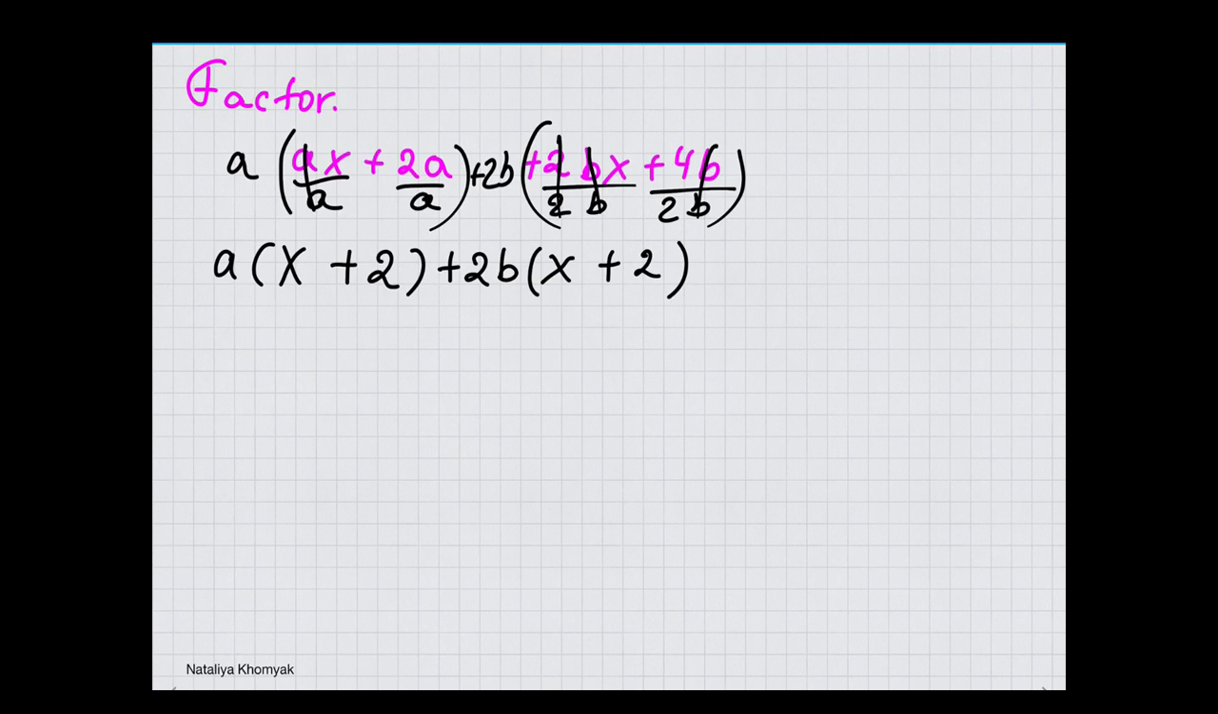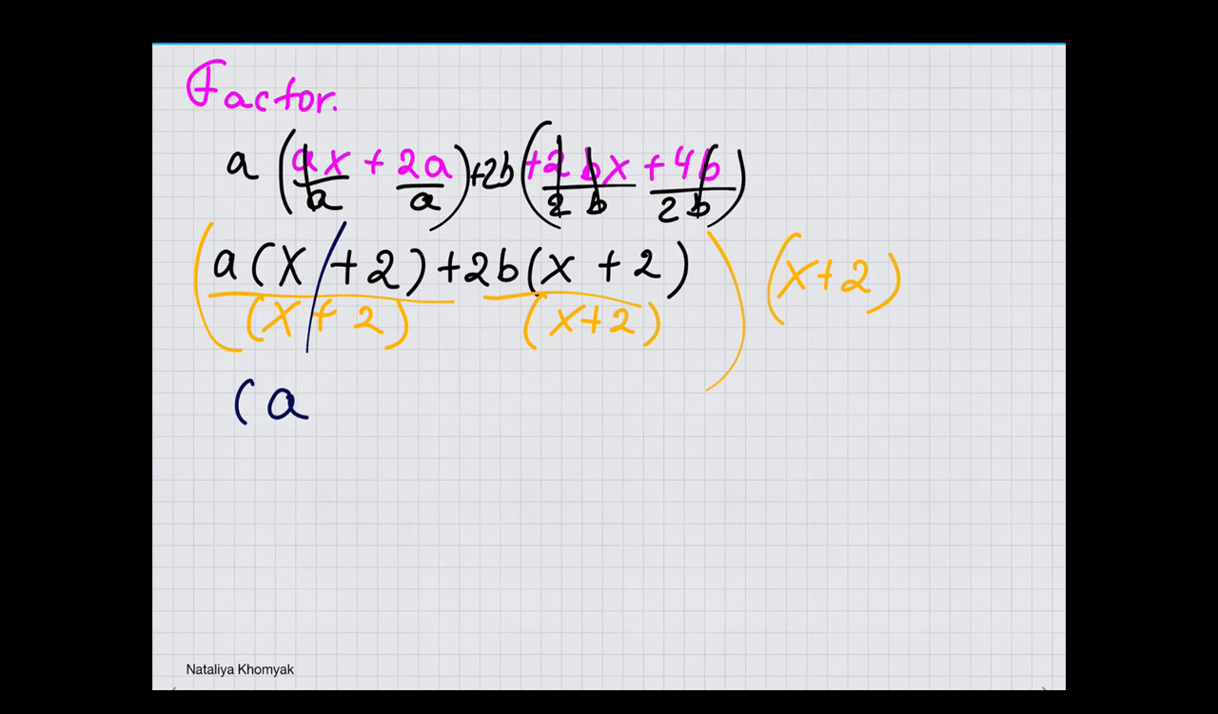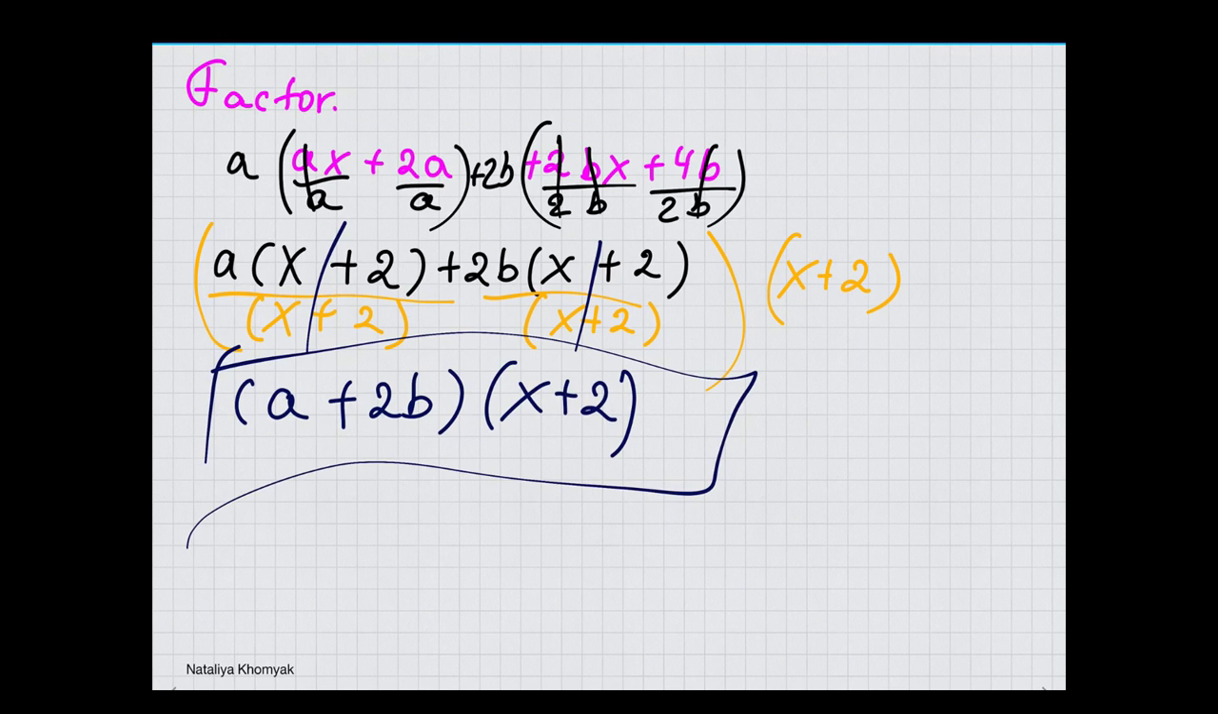Once the parentheses are matching, we can factor them out. So both of these can be divided by x plus 2. Whatever goes in the denominator goes on the outside. So this cancels. We have a plus 2b, this cancels into 1, times x plus 2. And this is our solution.